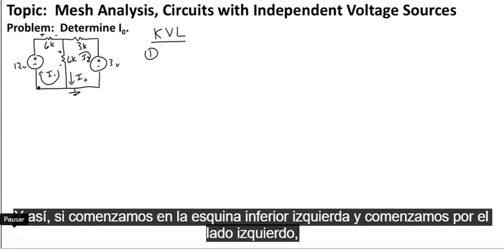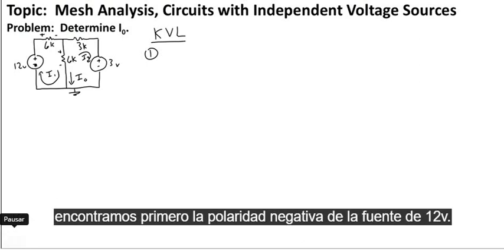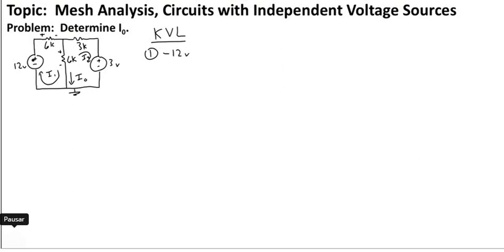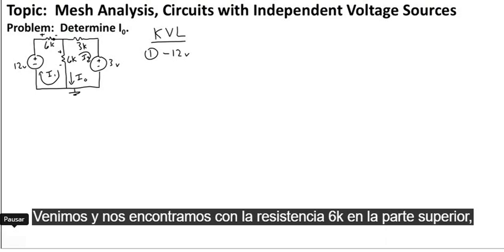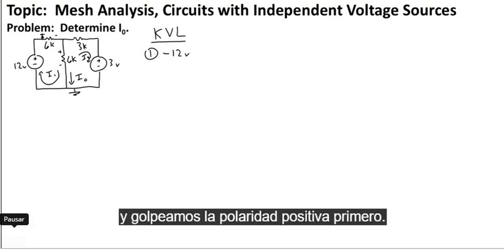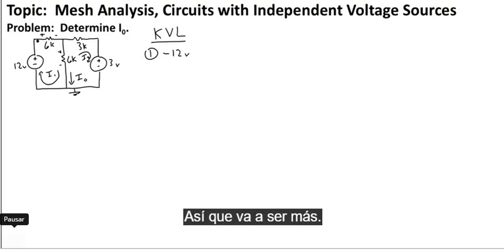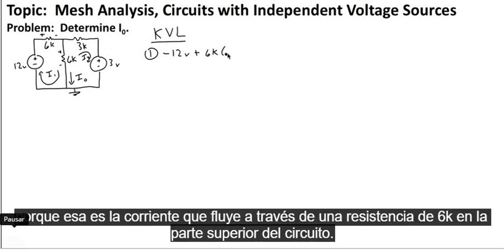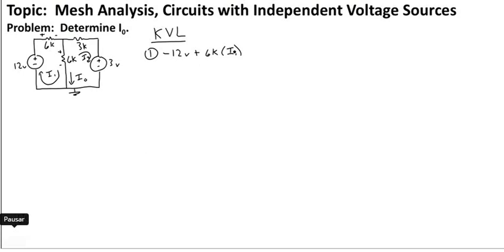If we start in the lower left-hand corner and go up the left-hand side, we encounter the negative polarity of the 12 volt source first. So it's minus 12 volts for our first voltage drop. We come up and meet the 6 kilo ohm resistor at the top, and we hit the positive polarity first, so it's going to be plus, and the voltage drop there is going to be 6 kilo ohms times I1, because that's the current flowing through the 6 kilo ohm resistor at the top of the circuit.